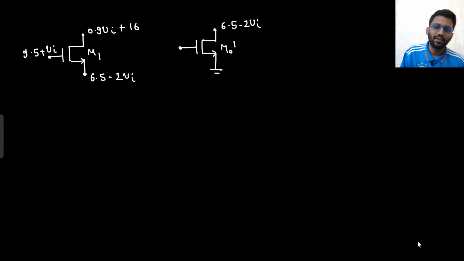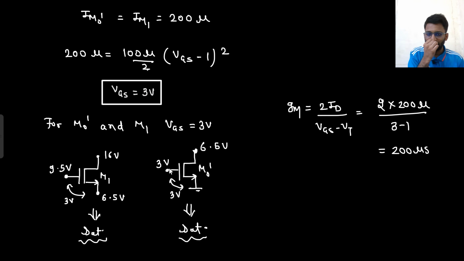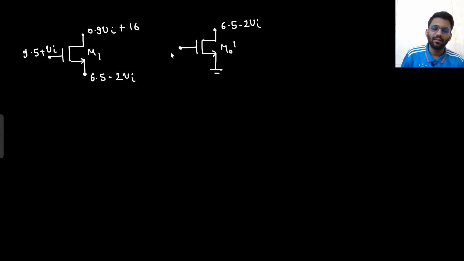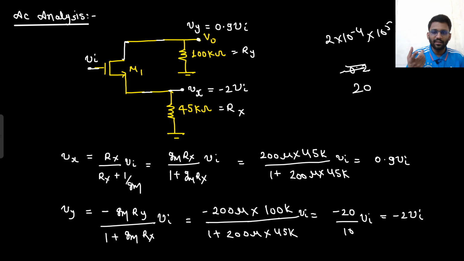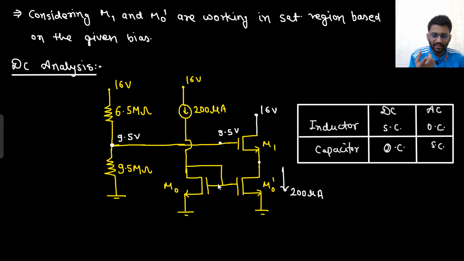What would this point be? There was a DC signal, and the DC signal was 3 volt. What was the AC signal here? 0, right? Because this was grounded. In AC analysis, this was grounded.